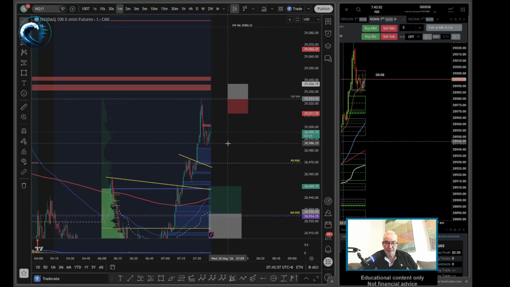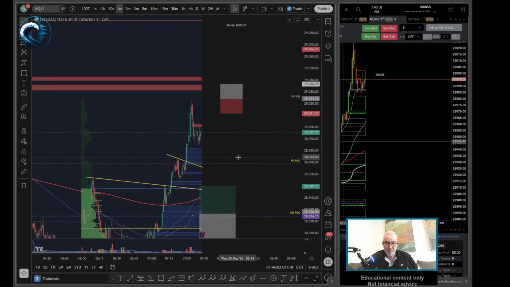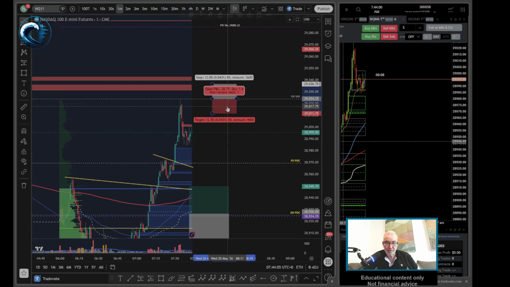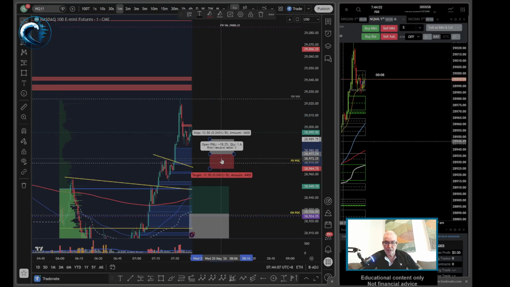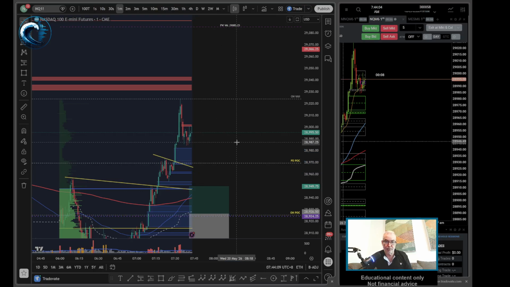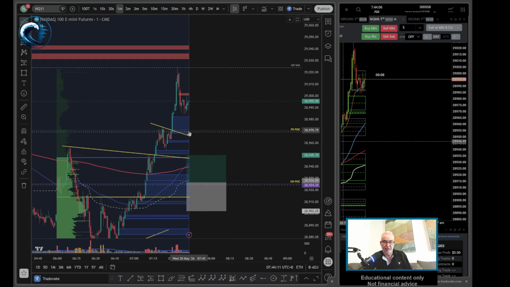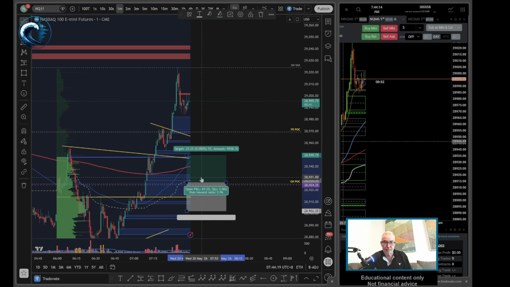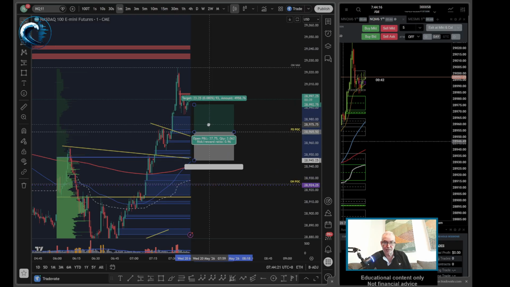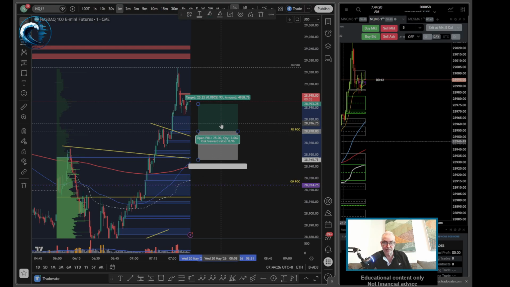To be honest, it'd be good to come back down here for a long, because we're definitely bullish. I just don't think it's going to have the strength to get through there. If it does, this is the area I probably would want to. And I'll just do a small 50 tick.